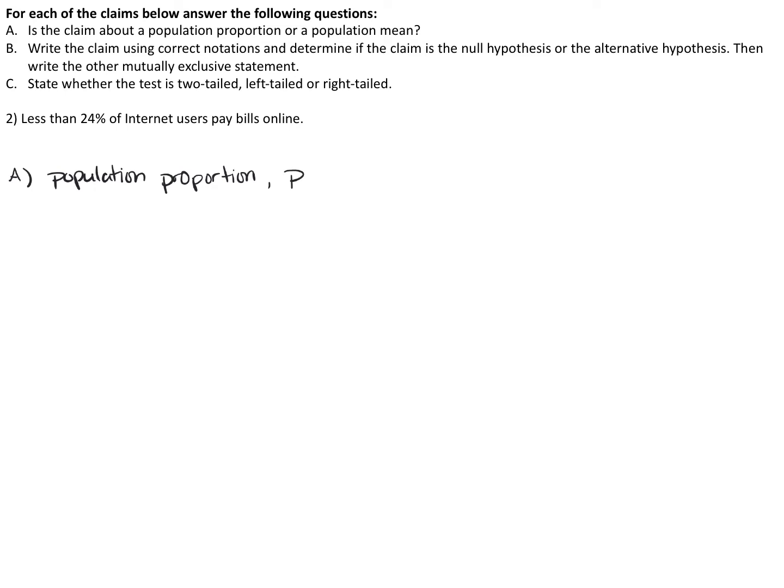Now, I'm going to go ahead and translate this original claim into symbols by rewriting it as p is less than 0.24, and keep track that this is the original claim that we are trying to do a hypothesis test on. So original claim. Okay, let's take a look at this original claim. Notice that this original claim contains the less than sign, meaning it does not contain equality. So if the original claim does not have the equal sign in it, it immediately becomes the alternative hypothesis.